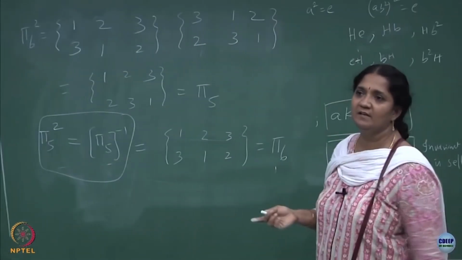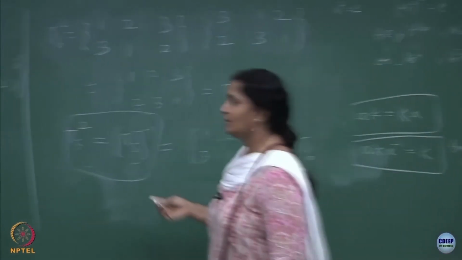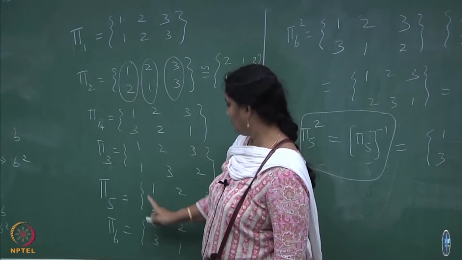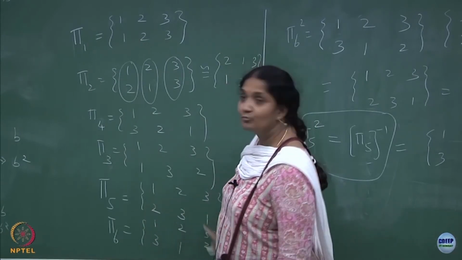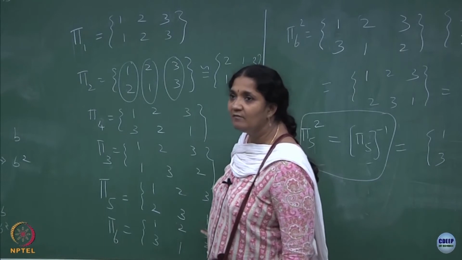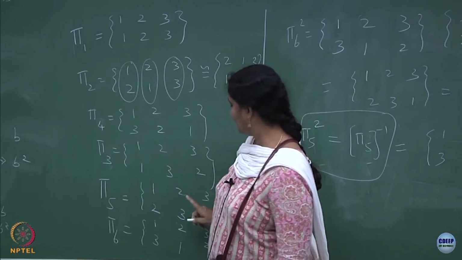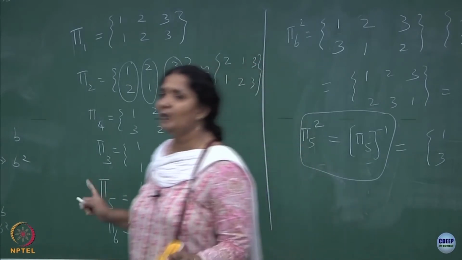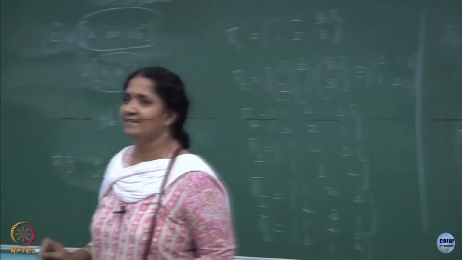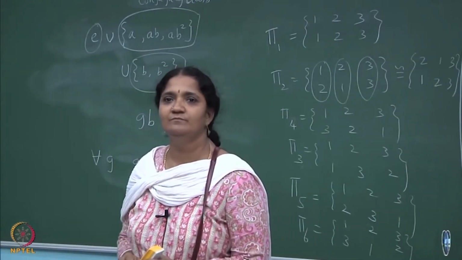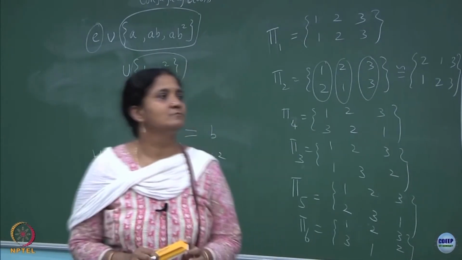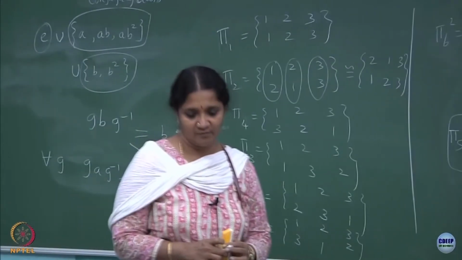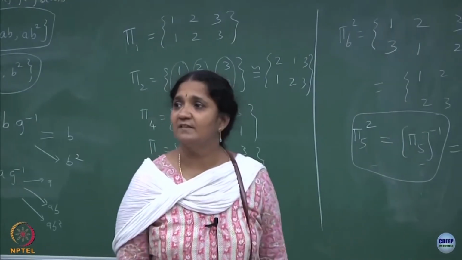Whenever you want to look at the inverse, you do the reverse process. When I write the forward element, I say that 1 goes to 2, 2 goes to 3, 3 goes to 1. When I want to find the inverse, 1 will go to 3, 2 will go to 1, 3 will go to 2. Because when you multiply these two, you will get an identity. Is that clear? Okay. So, this is one way of writing the inverse and checking this out.